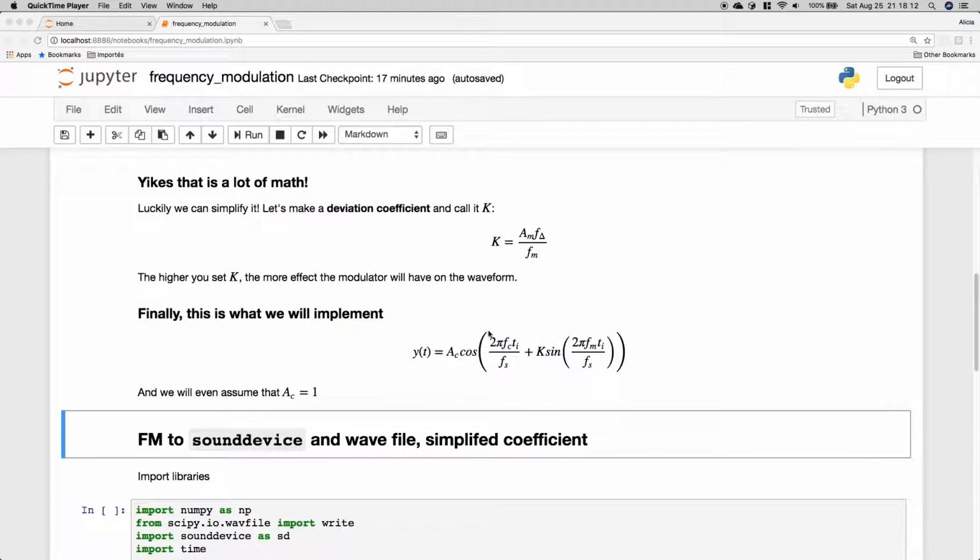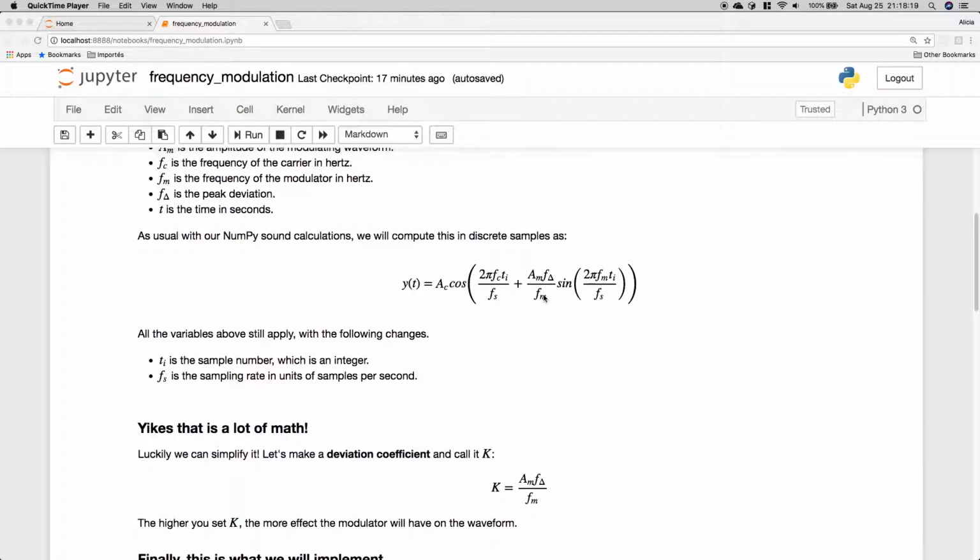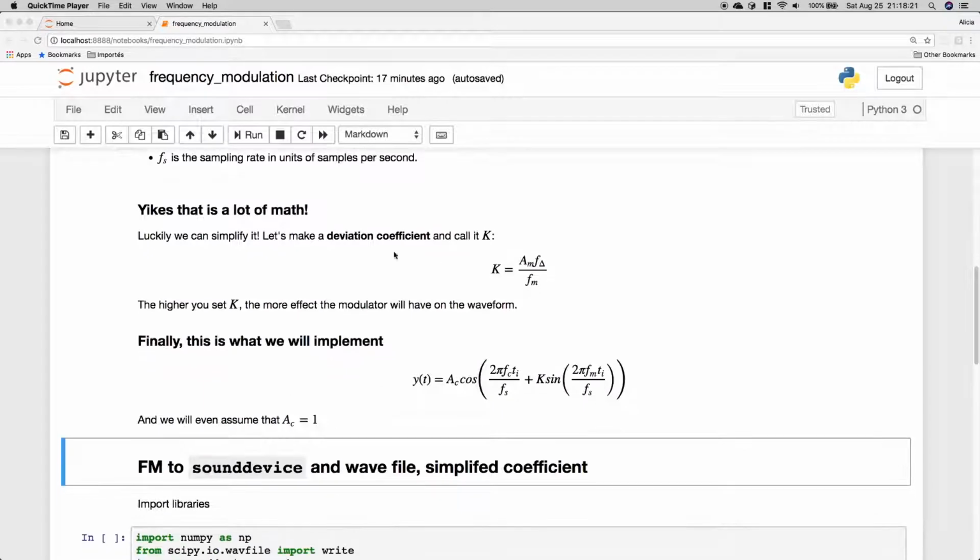And I agree. So let's go ahead and gather some coefficients, shall we? Instead of having this big blob in our equation, let's just make a deviation coefficient and call it k. That's the amplitude of the modulator times the peak deviation over the frequency of the modulator. Now we can just adjust k, and the higher it is, the stronger the frequency modulation effect is.